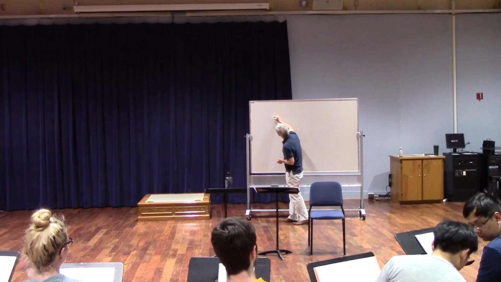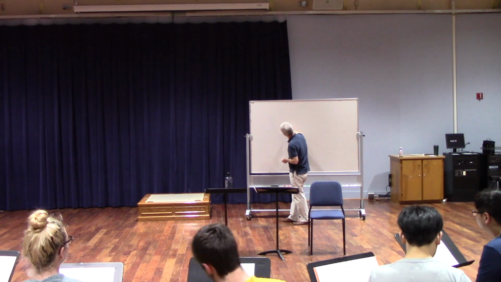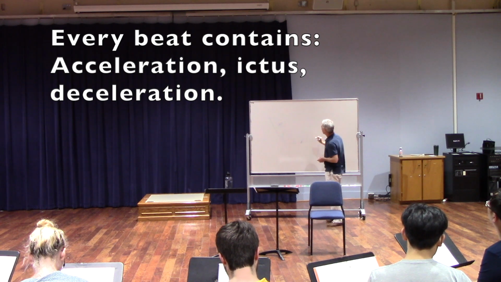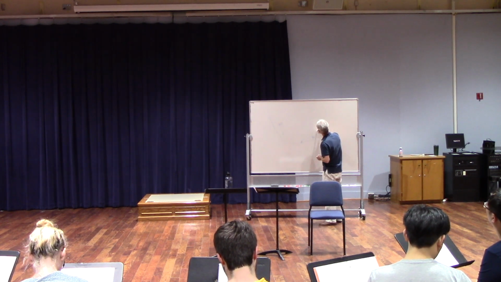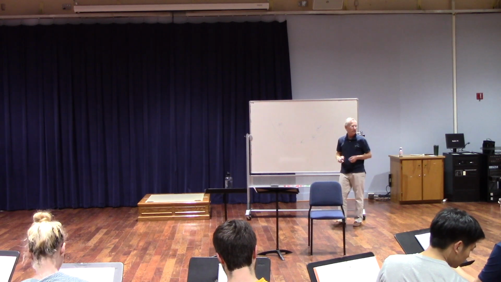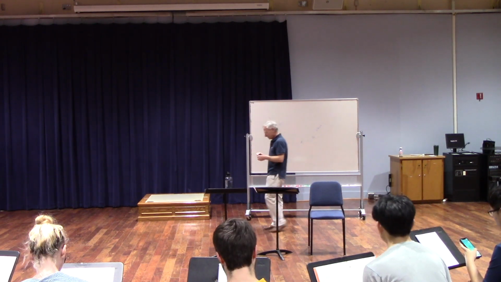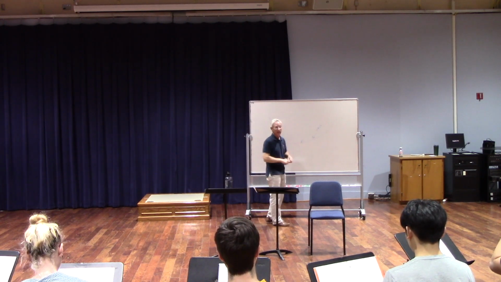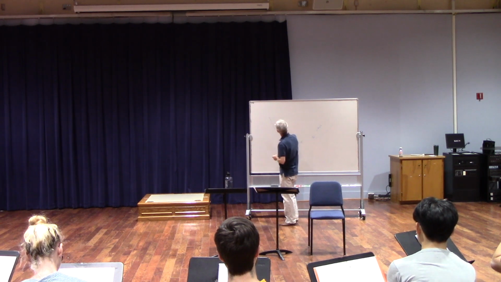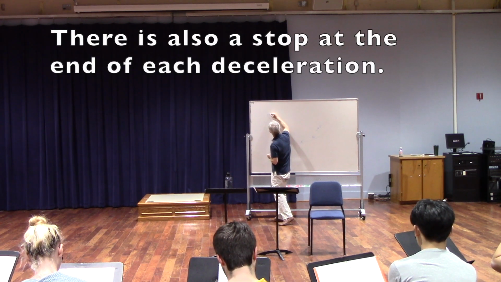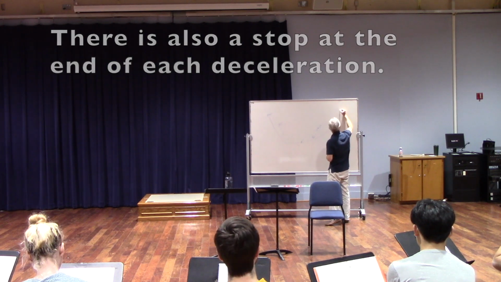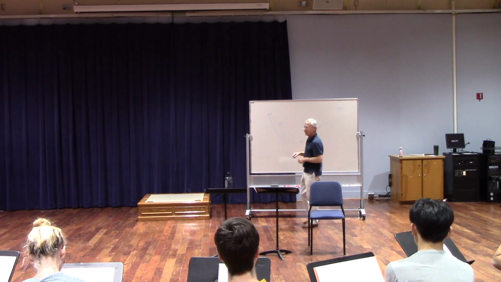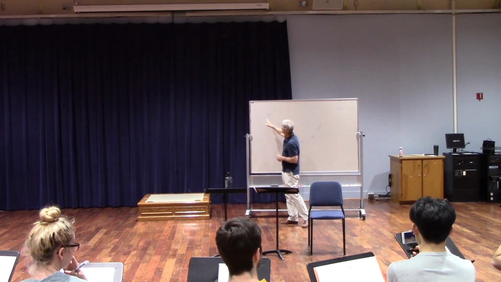Okay? Every beat has three parts. Acceleration, ictus, deceleration. Okay? Good so far? Just have your first testing. What are the three parts of a beat? Actually, you don't quite have it, because there's a part missing. Something most conductors miss. It makes them hard to follow. We'll talk about why in a minute.